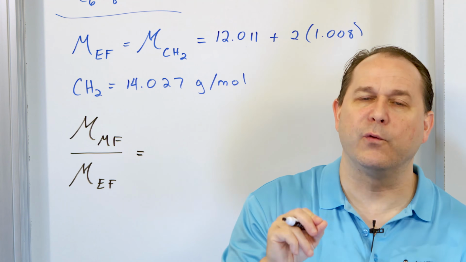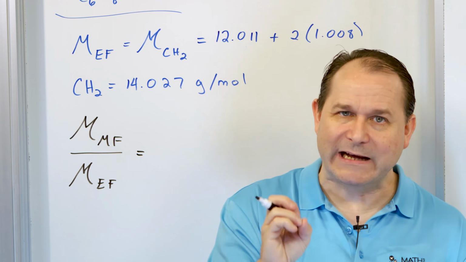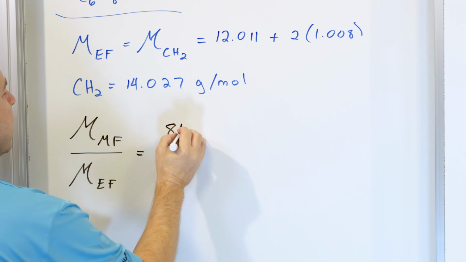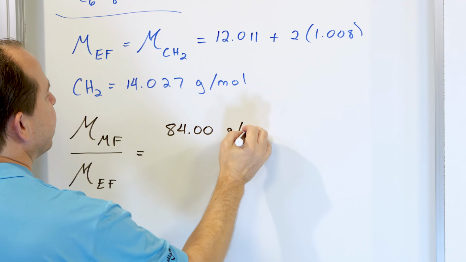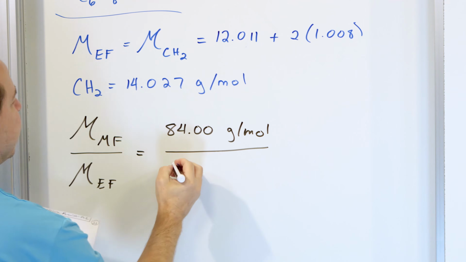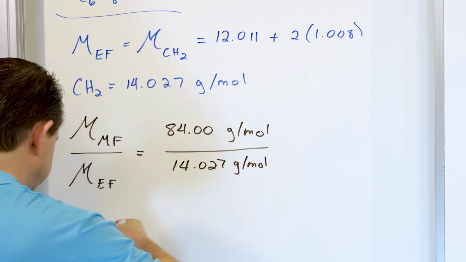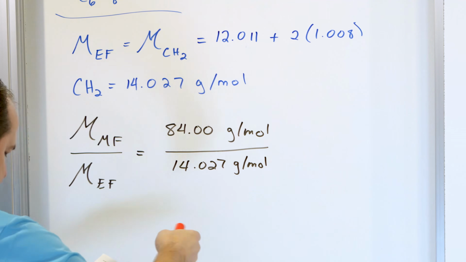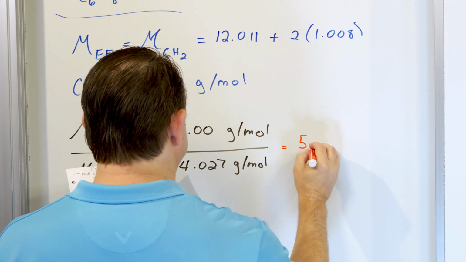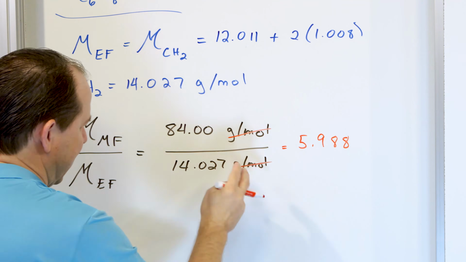We have a compound with empirical formula CH2 and a molecular molar mass of 84.00 grams per mole. So right here we'll put 84.00 grams per mole. And we'll divide this by the molar mass of the empirical formula. We just figured out what this is, 14.027 grams per mole. All right. Now, whenever you divide these two numbers, 84 divided by 14.027, you're going to get 5.988. Now, the units cancel. You have a cancellation top and bottom, so there's no units involved.